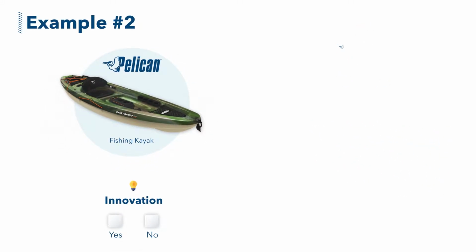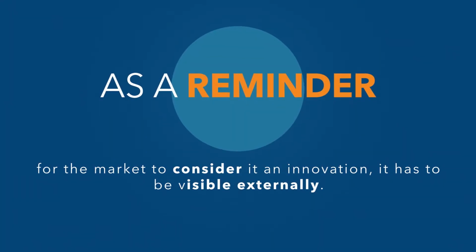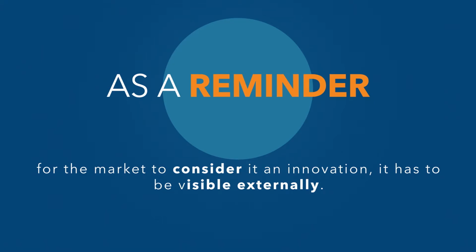Example 2. Pelican developed a new material to improve its manufacturing speed to produce kayaks without changing their prices. Referring to the previous definition, is this also an innovation? No, because while there is novelty in the process, and it creates value internally for Pelican by increasing its margins, nothing changes from the customer's perspective as there are no new functions and the value of the product remains the same. As a reminder, for the market to consider it an innovation, it has to be visible externally.